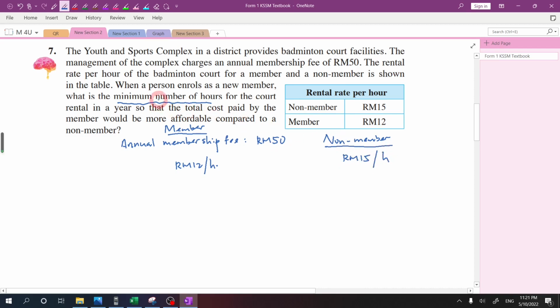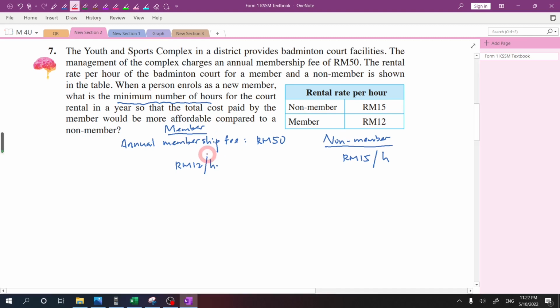Okay, the question is asking what is the minimum number of hours so that the price you pay here is less than this, more affordable. It means that the price you pay here is actually less. The price you pay here should be less than this. Then only we can say it's more affordable. It is more worth to become a member. Let's say maybe you start to get confused a little bit. Let me explain this way.